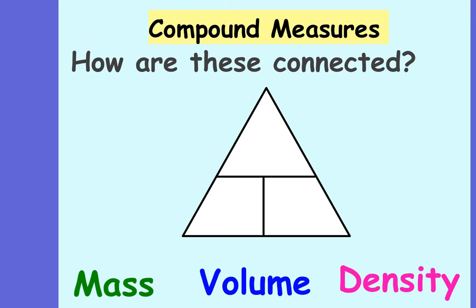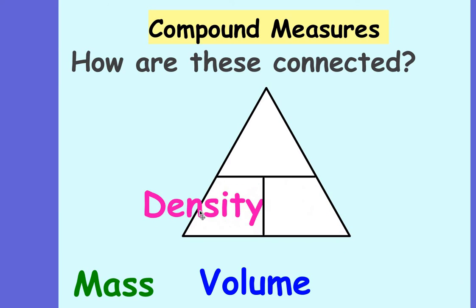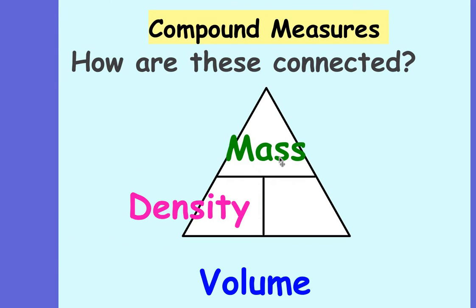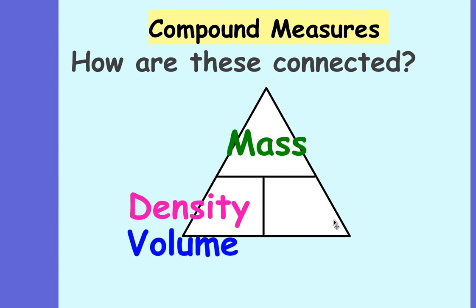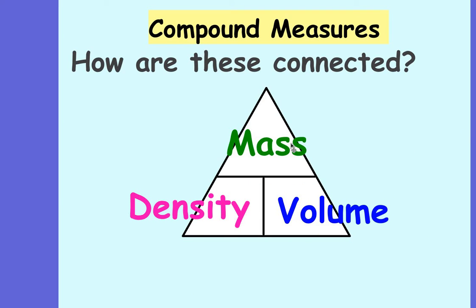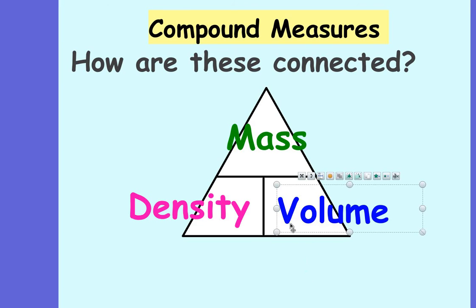So let's put together our formula triangle for mass, volume and density. We know that density is equal to mass divided by volume. Therefore we also know mass is equal to density times volume, or we can work out volume is mass divided by density.